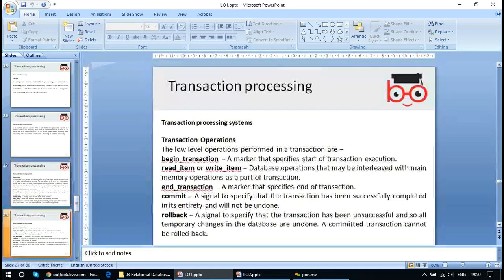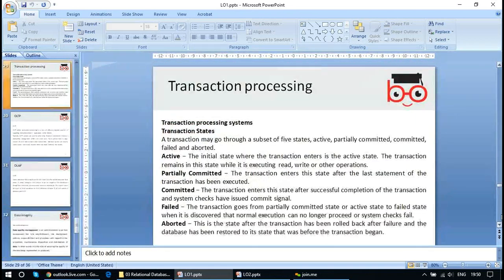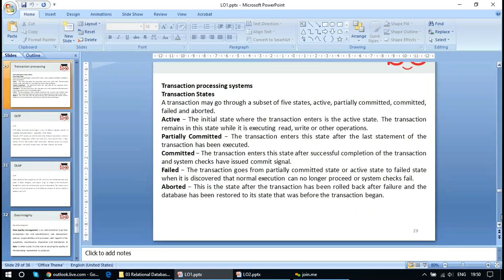Some theory on transaction processing: transactions have states like active, partially committed, failed, aborted. Any transaction goes through certain states. When it comes into action, it becomes active, then partially committed, then failed or aborted. For example, you wanted to transfer money, it came into the active condition. Then when the money reached their account, it was partially committed.